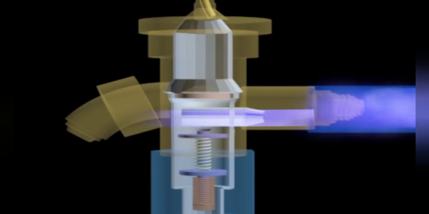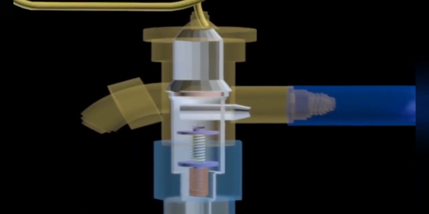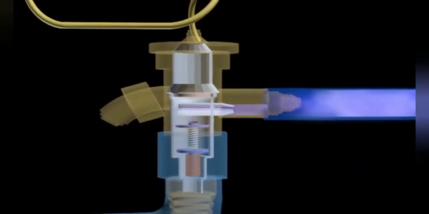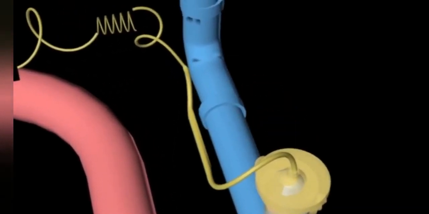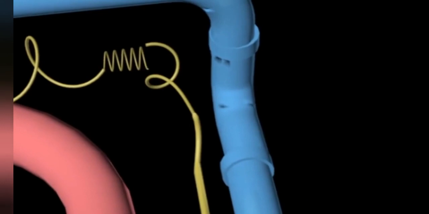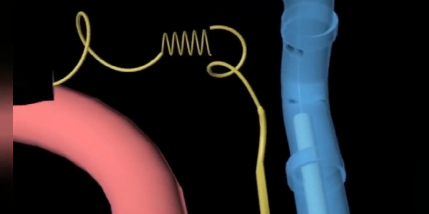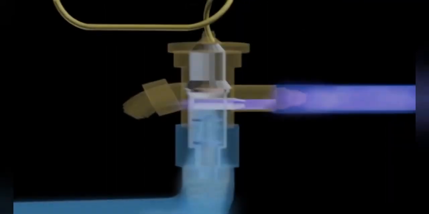It works according to the temperature of the refrigerant which comes out from the evaporator. A sensing bulb placed at the outflow of the evaporator detects the temperature of the refrigerant and sends a signal to the TXV. The needle valve in the TXV will control the flow of refrigerant based on the transmitted signal.